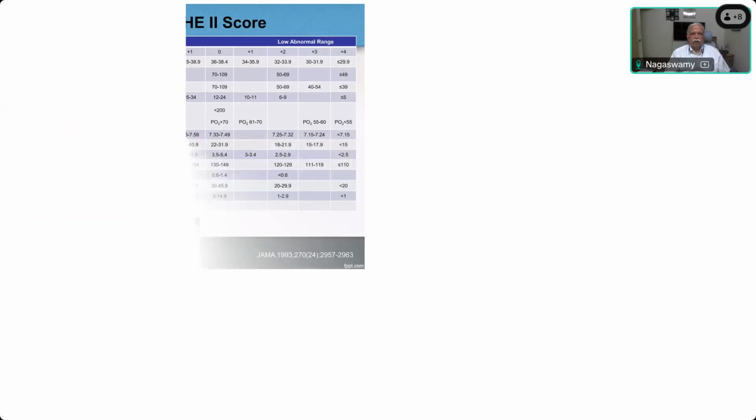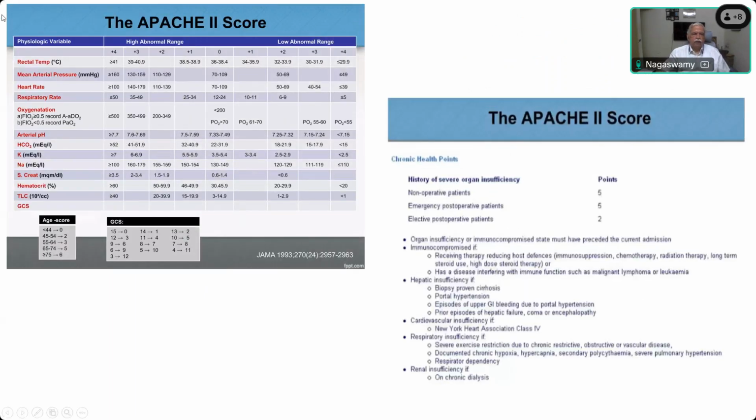These are the 12 variables which are classified accordingly. In that, some people include the GCS also. Okay? So you can use that, otherwise you can use all the other parameters. And this is the classification and how the grading is done. Based on zero, you have positive values for the higher side as well as positive values for the lower side also. So high abnormal range and low abnormal range. And these are all the values that you try to get.